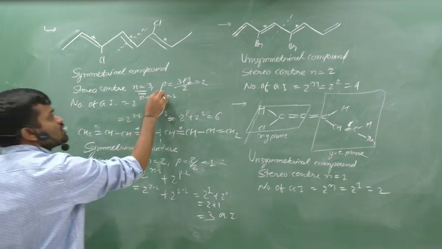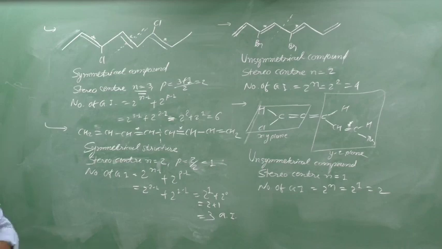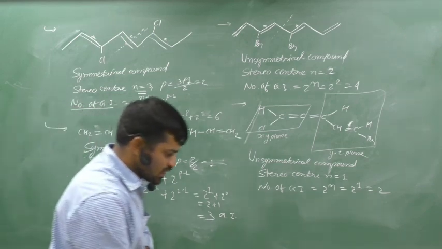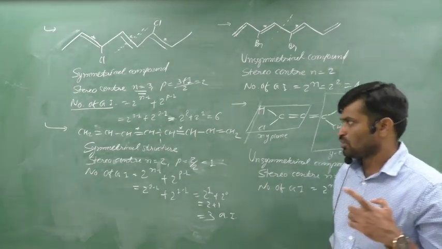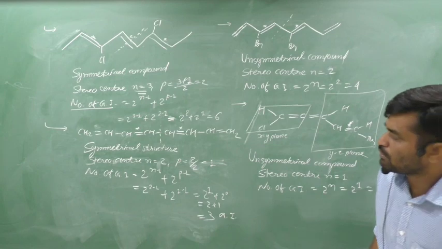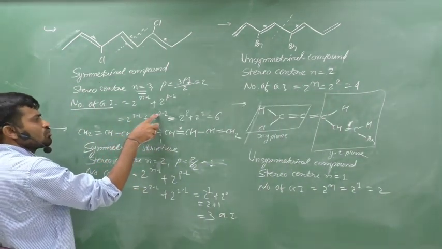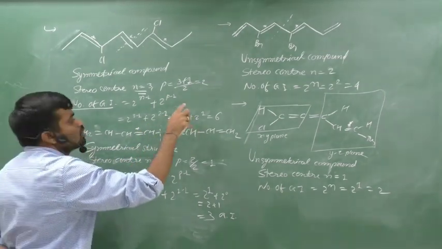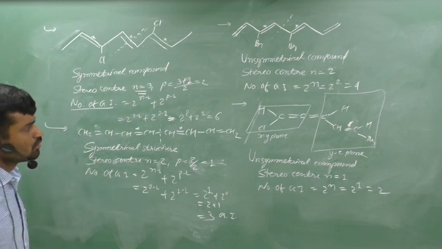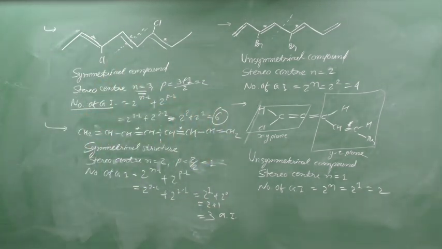Means that p is equal to (n plus 1) by 2, which is (3 plus 1) by 2, equal to 2. Now the compound is symmetrical. Therefore the formula for the number of GI is 2 raised to n minus 1 plus 2 raised to p minus 1. That is 2 raised to 3 minus 1 plus 2 raised to 2 minus 1. It is equal to 2 raised to 2 plus 2 raised to 1, which is 4 plus 2, equal to 6. Therefore 6 GIs are possible for this compound.